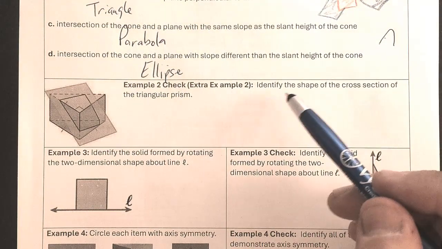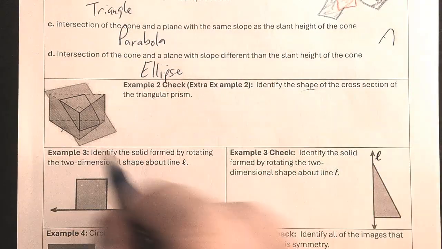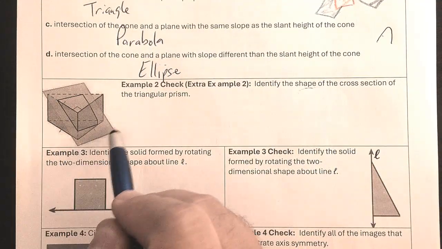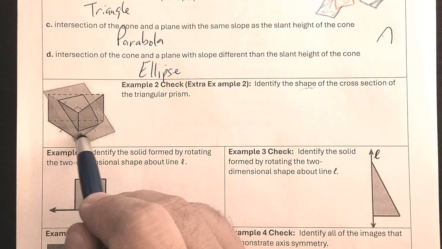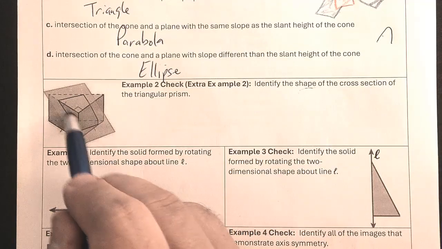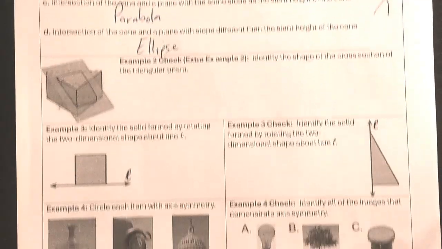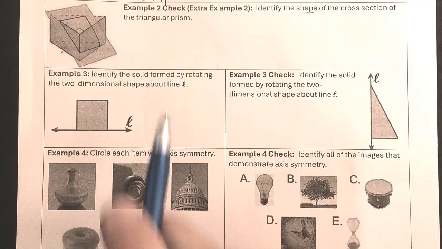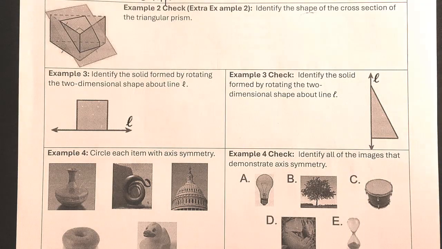So example 2 check. They want the shape of the cross section. So when it cuts here, what kind of shape is this? And then when it cuts here, what kind of shape is that? All right, so example 3. Identify the shape formed by rotating the two-dimensional shape along the line.